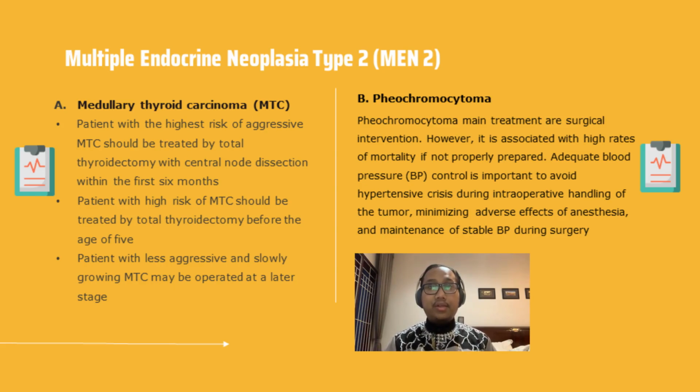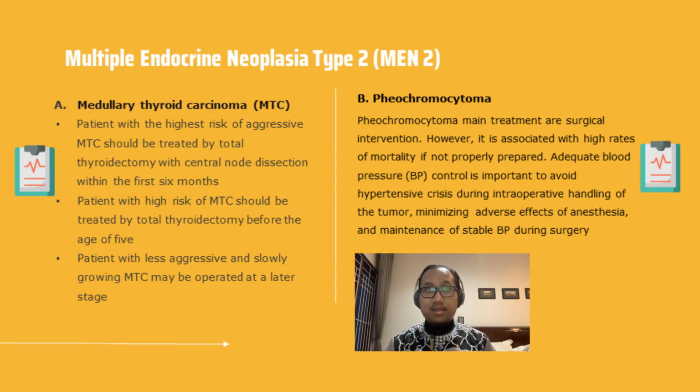So today I will explain about the treatment and management of MEN 2. There are two manifestations of MEN 2, which are medullary thyroid carcinoma or MTC and pheochromocytoma. The treatment of medullary thyroid carcinoma is divided into three stages. The first, patients with highest risk of aggressive MTC should be treated by total thyroidectomy with central node dissection within the first 6 months.